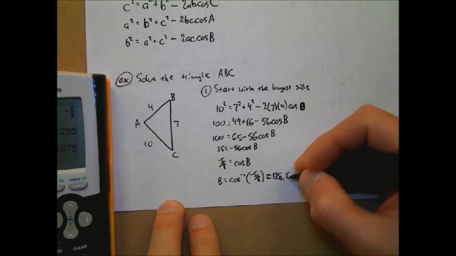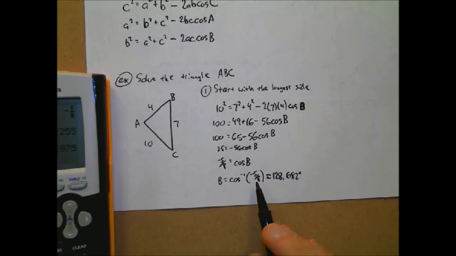128.682 degrees. All right, so a negative ratio for cosine means you're going to be either in quadrant 2 or 3. But of course, quadrant 3 wouldn't really be helpful because there's no angles in quadrant 3 that will fit in a right triangle, or fit in a triangle, right? Quadrant 3 is greater than 180 degrees, but less than 270 degrees. But we are in quadrant 2 here, right? 128 degrees. So that's our angle B.